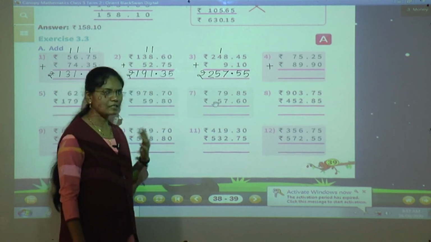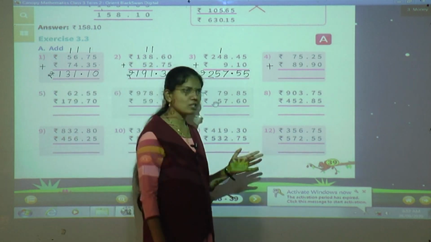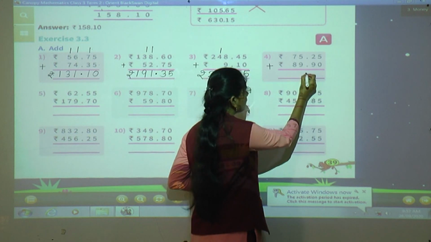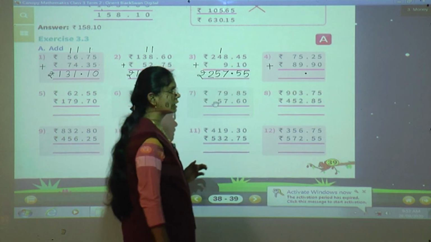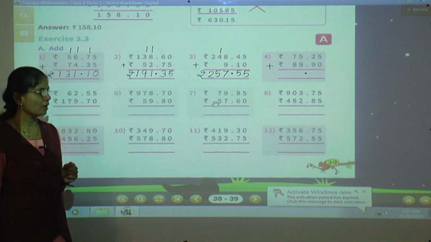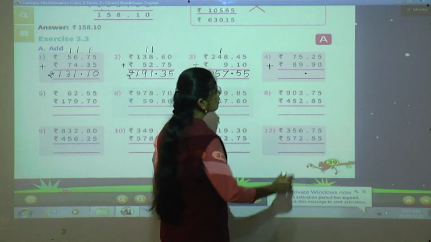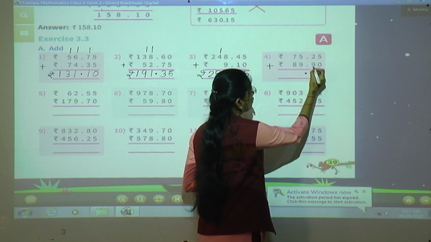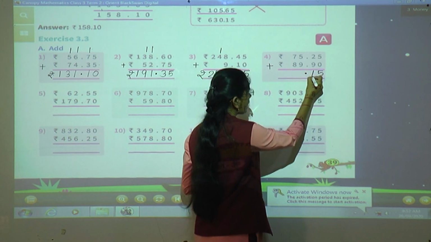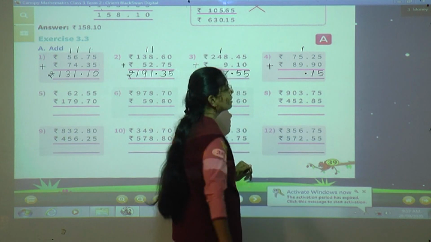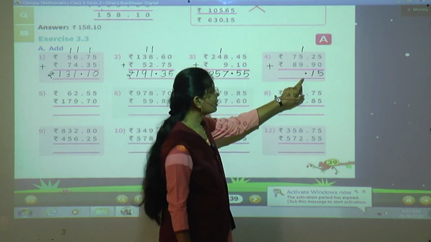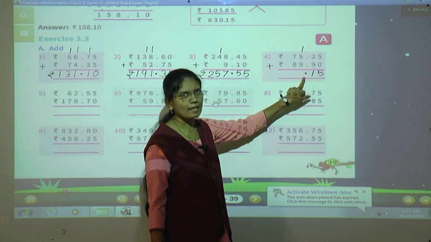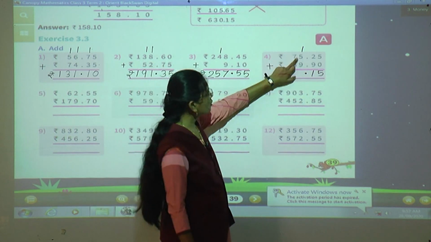See, before starting the addition, you can give a dot one below the other, and then you can solve the sums. Now here 5 plus 0, 5. 2 plus 9, 11. So we'll write here 1 and 1 as a carry. Now already we have given a dot one below the other in the answer also. Then we'll move to the next place.